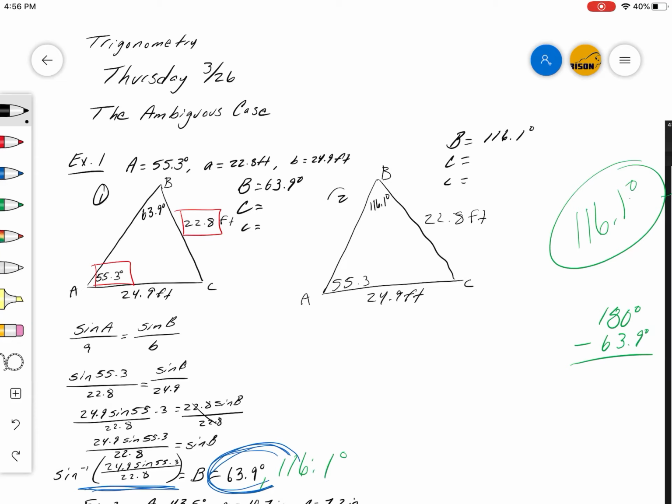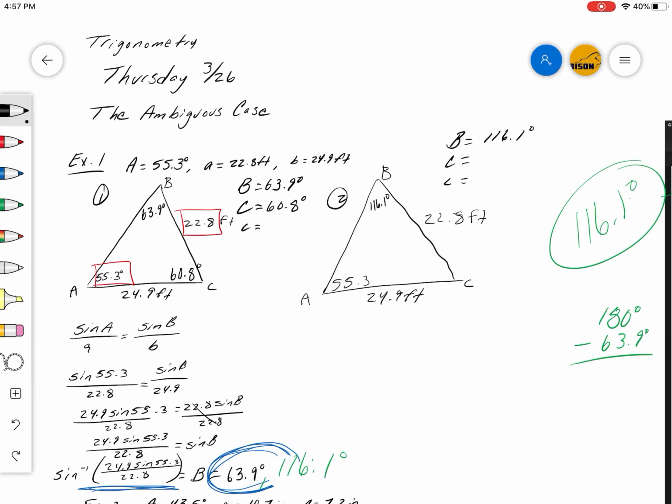So I'm going to go with the first triangle over here. I'm going to number them. That one's triangle 1. That one's triangle 2. On triangle 1, I'm going to find angle C by subtracting the other two angles from 180. So I got 180 minus 55.3 minus 63.9. So this angle is 60.8. So 60.8 degrees is angle C. And then I've just got to find side C.